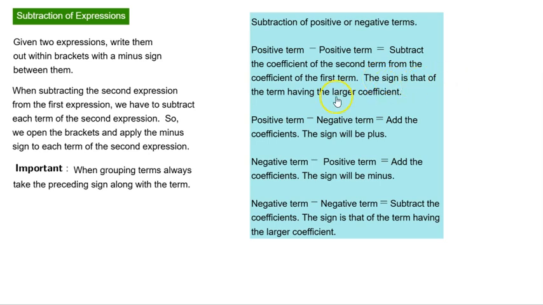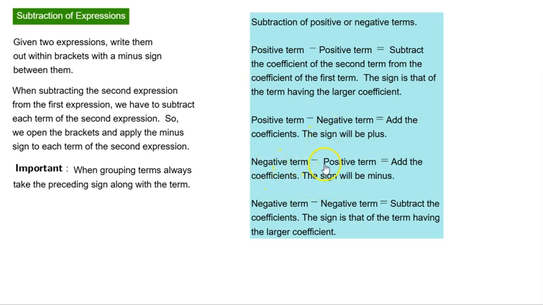Now here the sign is that of the term having the larger coefficient. If we have positive term minus a negative term, we just add the coefficients and the sign will be plus. So we have minus negative term. So minus and negative basically cancel off.